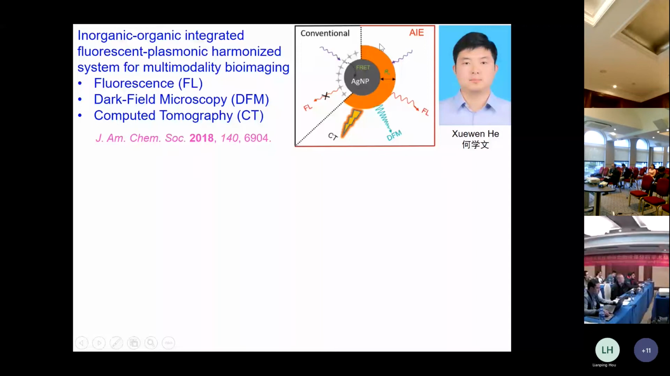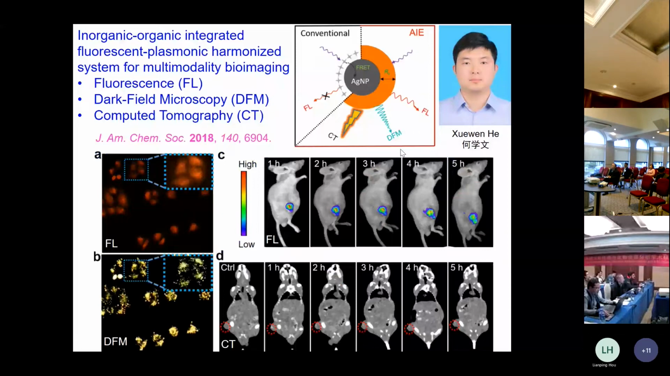So that is why, if you remember, when we increase the thickness of the shell, the emission will become stronger. By doing this, we can have this dark field image. We can have this CT image. So we combine 3 sets of imaging together. We will not make mistakes.